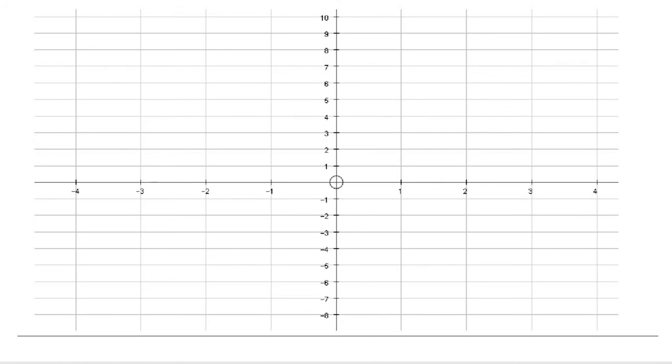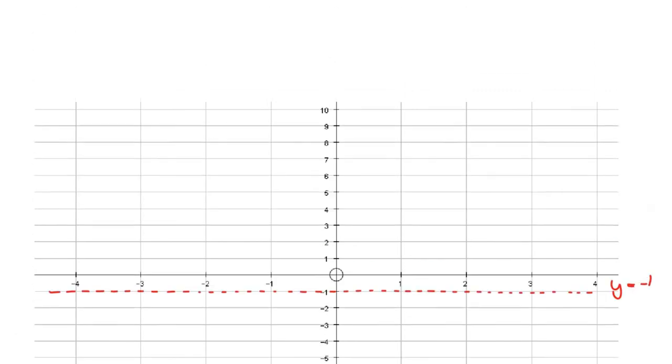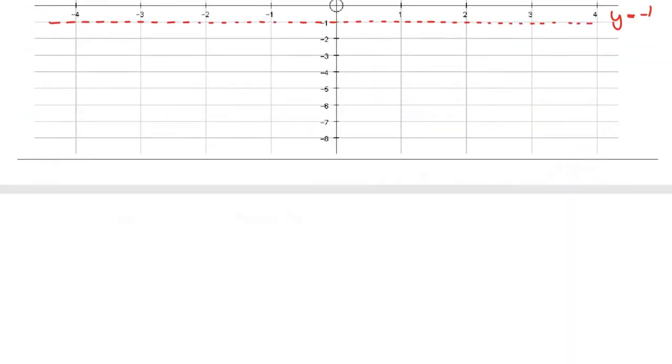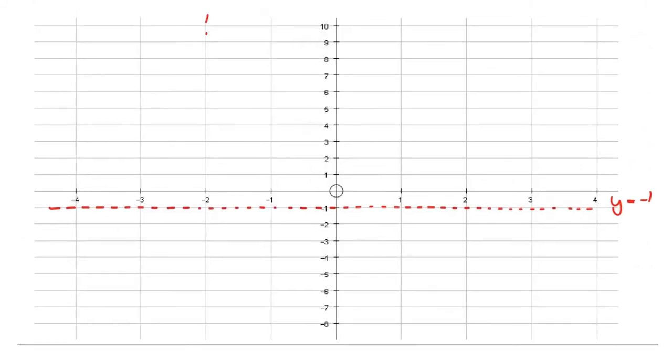In an exam, I would never give you an axis, and I actually prefer it because, have a look, this axis looks slightly silly. The y-axis is so close together that when I write y is equal to minus 1, it's going to be tough for me to draw. So y is equal to minus 1, x is equal to minus 2. Don't forget to always label your asymptotes with a dotted line. x is equal to minus 2.